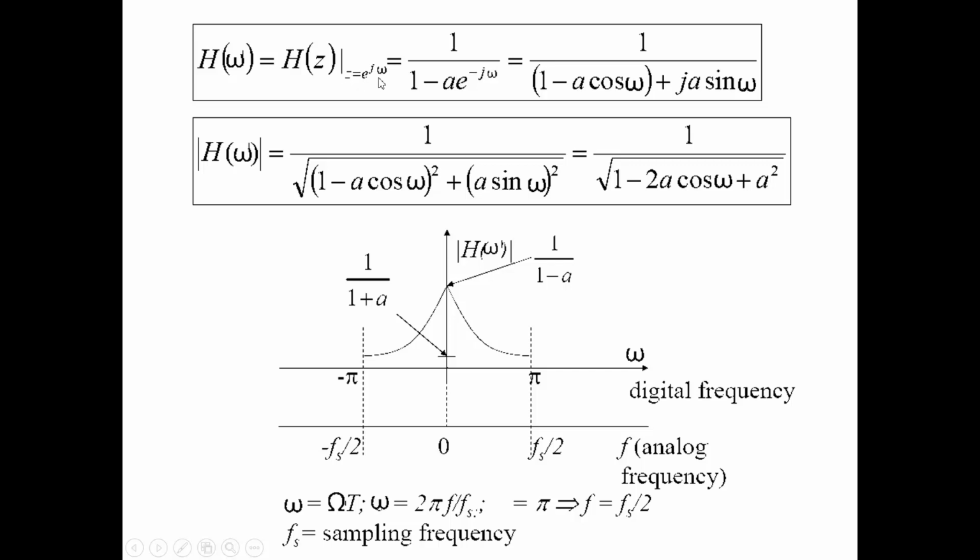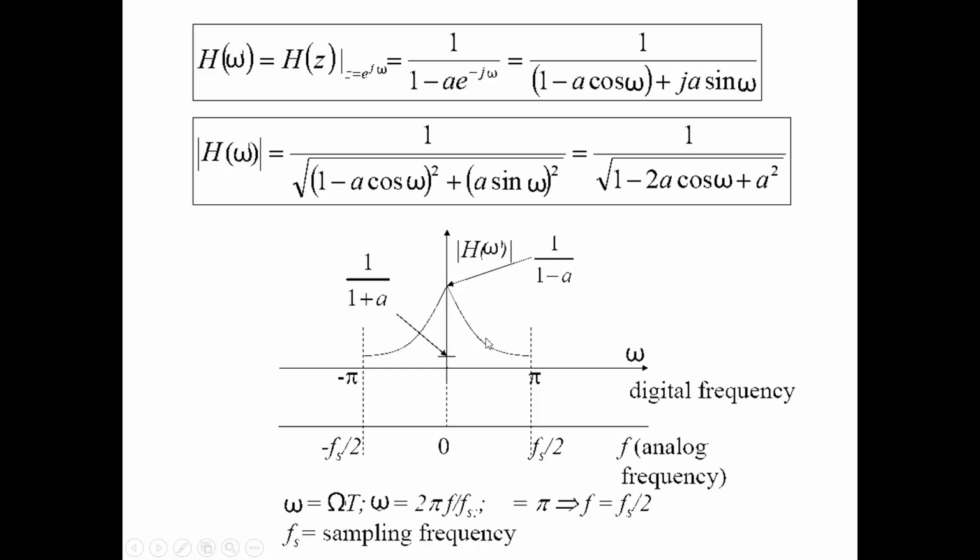If you put e to the power j omega, this will be 1 over 1 minus a e to the power minus j omega. We use Euler's identity here, which is e to the power j theta is equal to cos theta plus j sin theta. So we get this expression. H(omega) is the frequency response of the system, whereas mod H(omega) is the magnitude response. Once we take the mod, the magnitude will be the squares, and then take the under root, and you will use here the identity cos square omega plus sin square omega is equal to 1. So the expression will reduce to this equation.